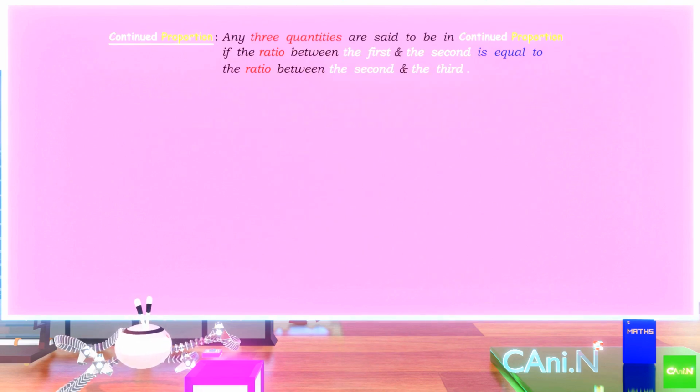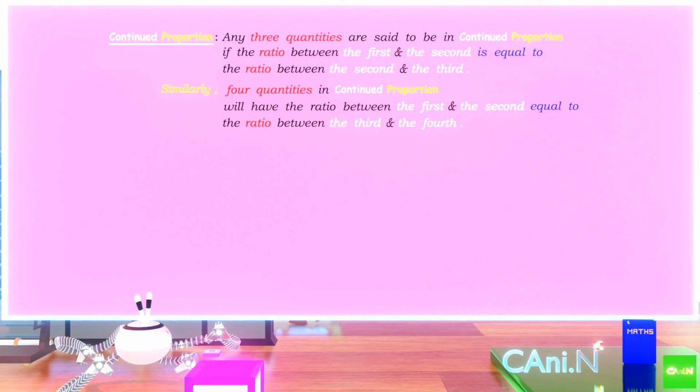Continued proportion. Any three quantities are said to be in continued proportion if the ratio between the first and the second is equal to the ratio between the second and the third. Similarly, four quantities in continued proportion will have the ratio between the first and the second equal to the ratio between the third and the fourth. If A, B, and C are in continued proportion, then A by B equals B by C, and B square equals A into C, or vice versa.